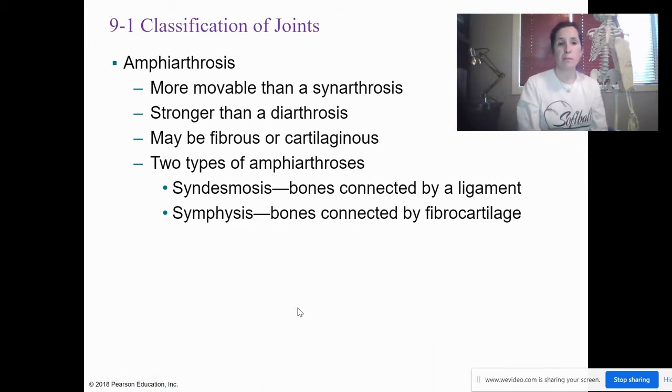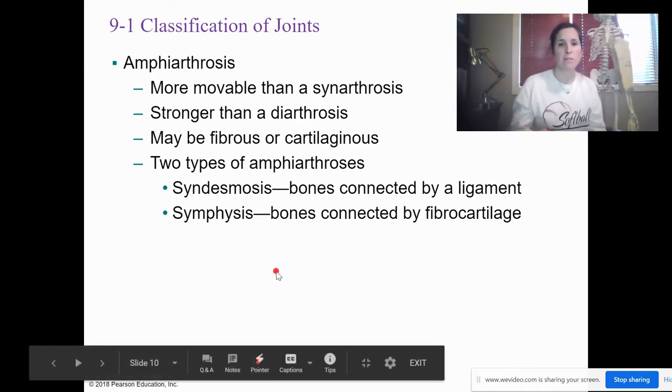Amphiarthrosis are more movable. They're stronger than diarthrosis. The two are, one that you're familiar with would be the pubic symphysis. So remember, we had that. I don't know if we can see the skeleton, but remember, you just had that on your last test. Or a syndesmosis, that would be bones connected by a ligament.